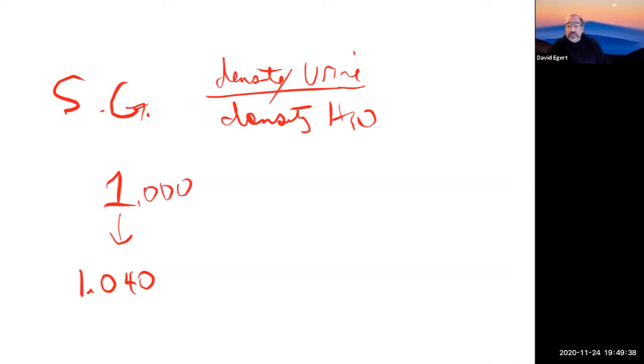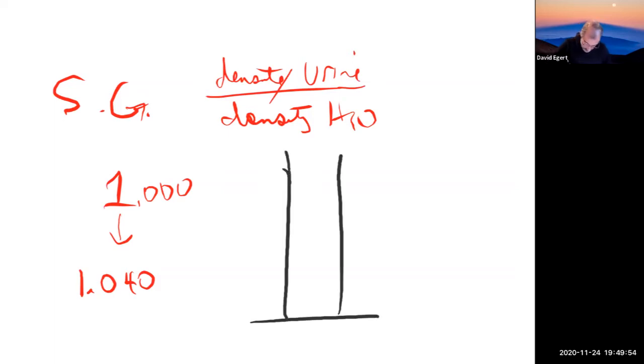I should mention the way we're going to measure specific gravity is a little different than the dipstick. We saw how to use a dipstick last time. In this lab, we use something called a urinometer. So we basically have a little vial and we have the urine in it. And then we have a little float.